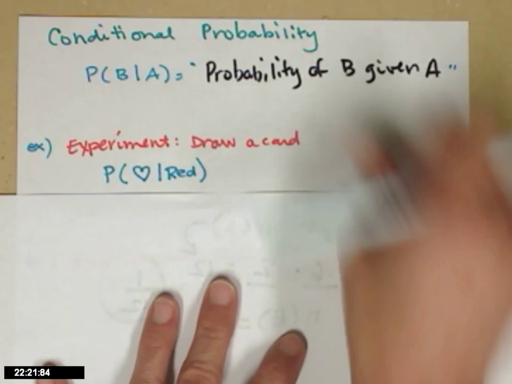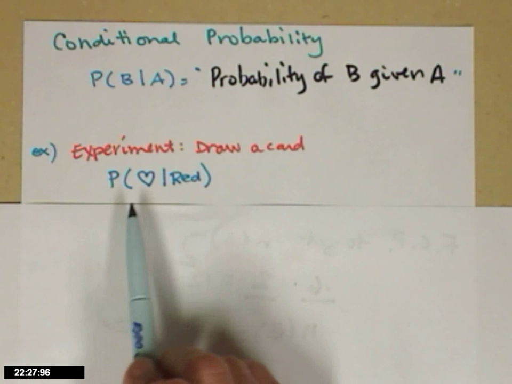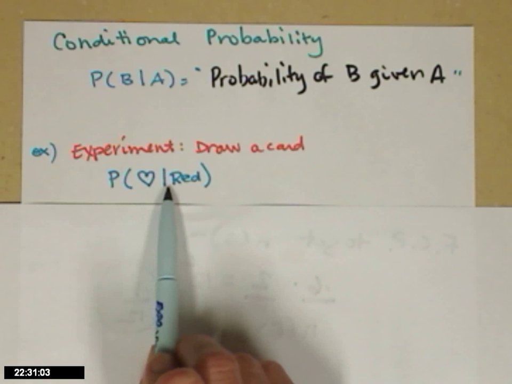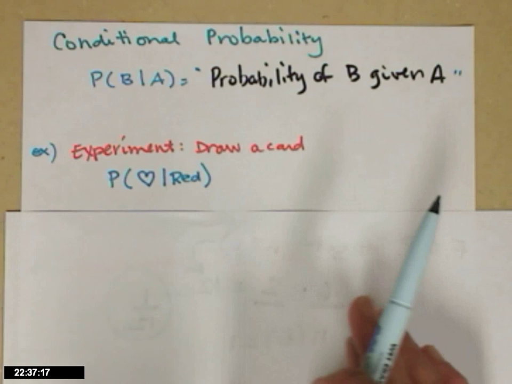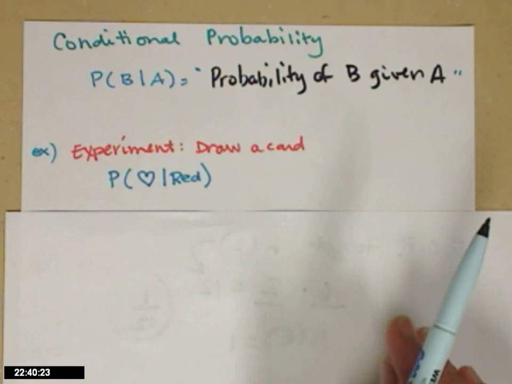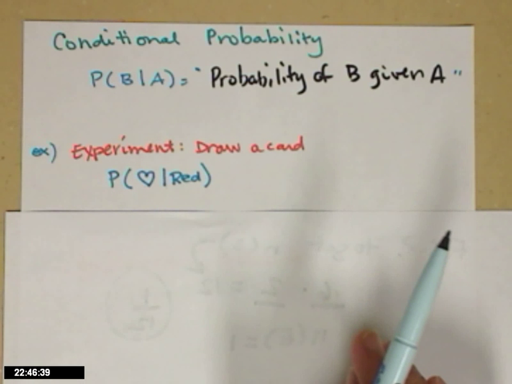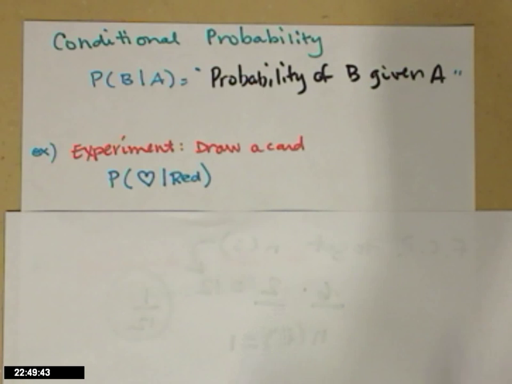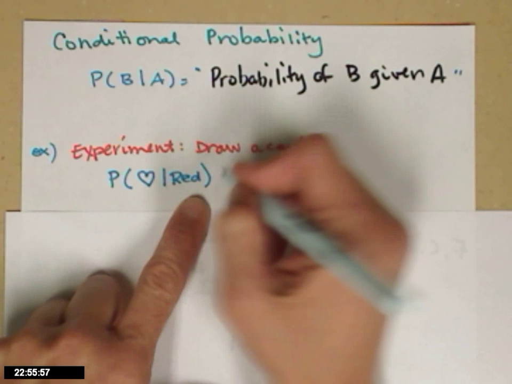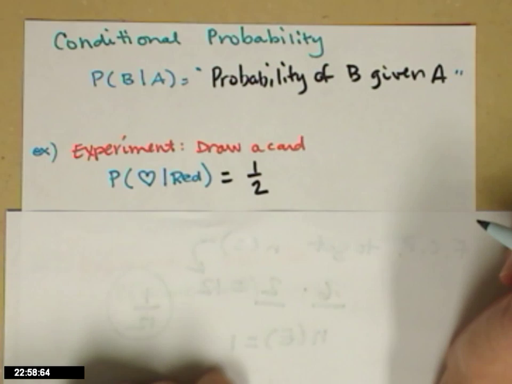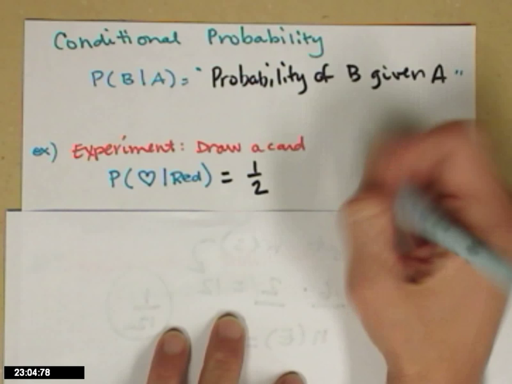Okay. So here's our experiment. We're going to draw a card. What's the probability that we get hearts given we have a red card? So what you want to think is, okay, I already know it's red. They told me it's red. What's the probability that it's a heart? In the red cards, half of them are hearts and half of them are diamonds. So the probability that it's a heart given it's red would be 1/2. Because half of the red cards are hearts.